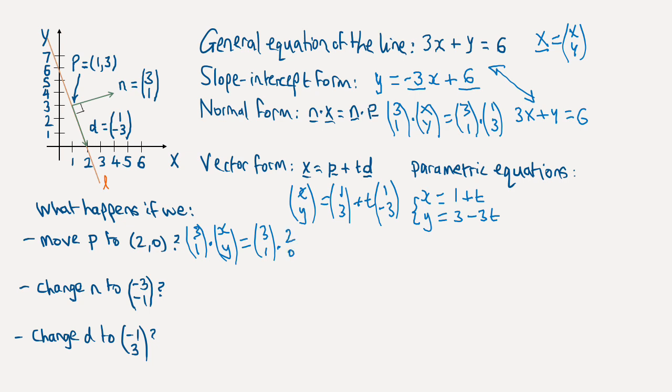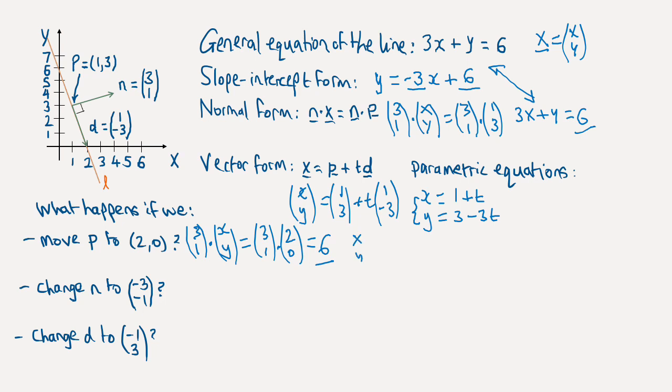So all that's changed is the point P. Let's multiply this out. We're going to have 3 times 2 plus 1 times 0, so we're going to have 6. So we're back where we were to begin with. So moving the point P doesn't change the normal form of the equation. What about the vector form? Does that change? Well, let's have a look.